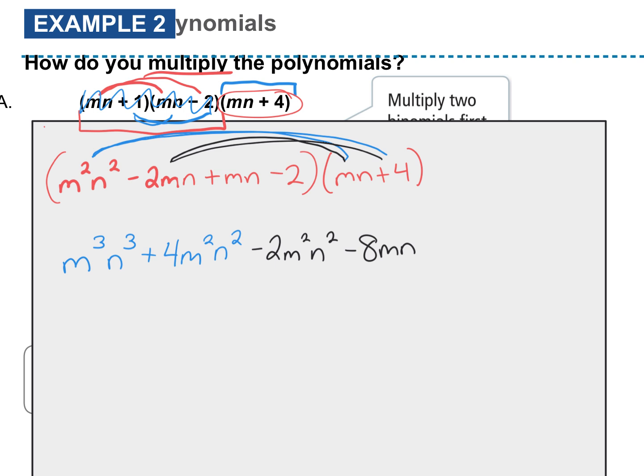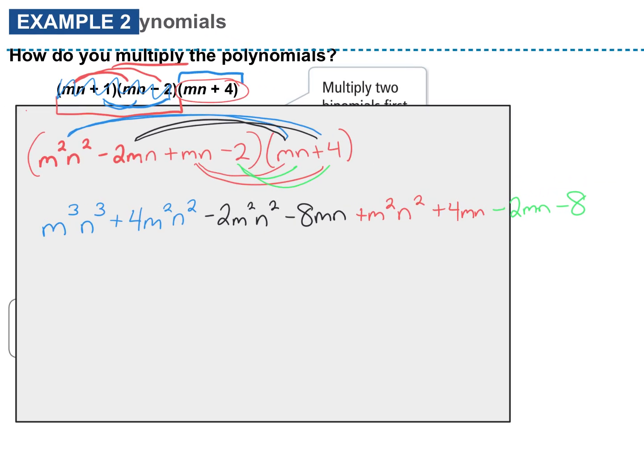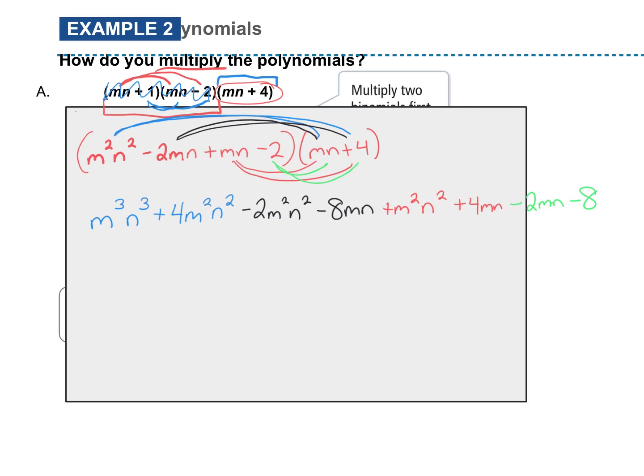The mn. mn times mn is m squared, n squared. And then mn times 4 is 4mn. Yep. Are we done? Nope. We got one more left, right? So we have -2 times mn, which is -2mn. -2 times 4 is -8. Now are we done multiplying, distributing? Yes. What do we need to do next?